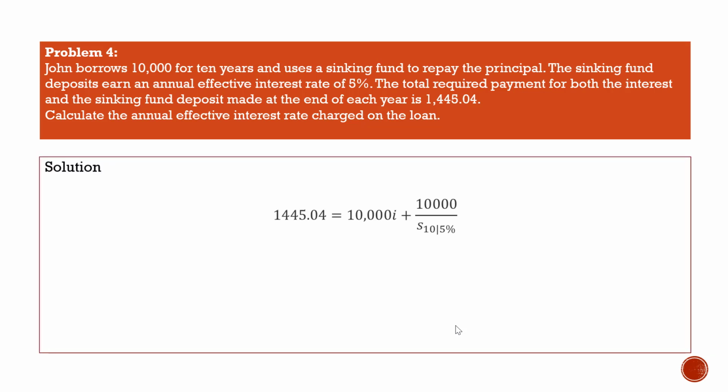So in this problem, 1,445.04 is the annual payment, and it consists of 2 portions. The first portion is the interest paid to the lender under an unknown interest rate, which is I. And the second portion is the SF deposits using rate 5%. So 1,445.04 is equal to 10,000 I plus 795.05. So I is 0.0649, which is 6.5%.